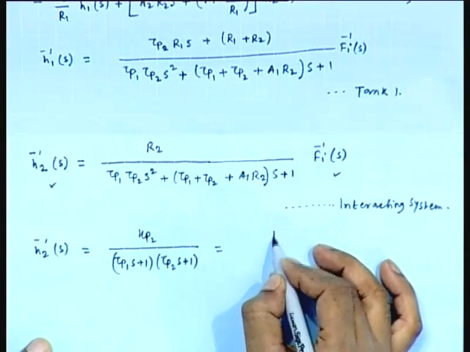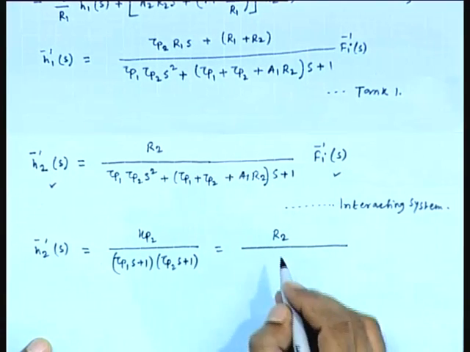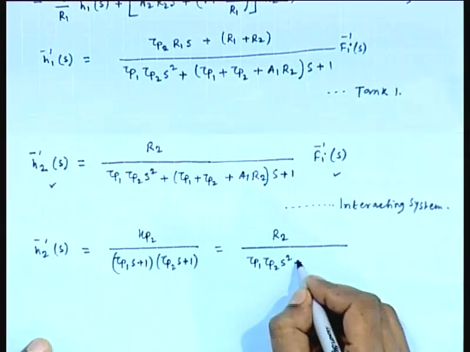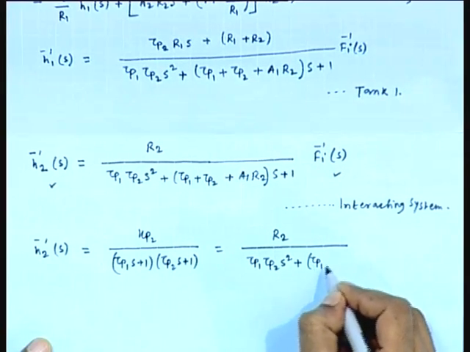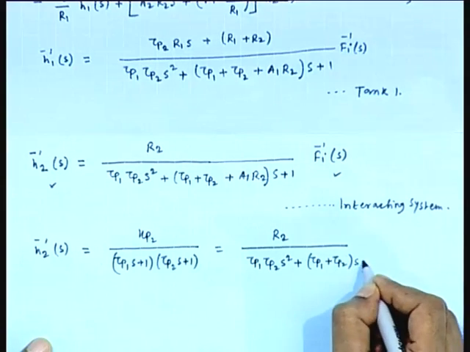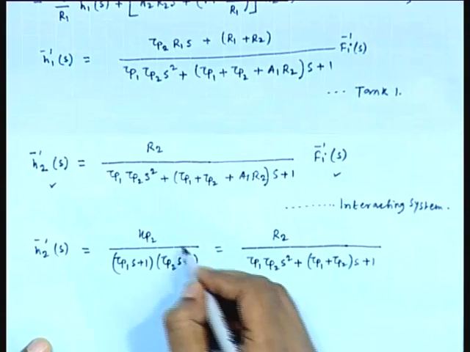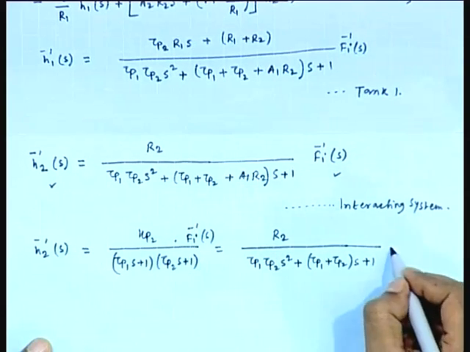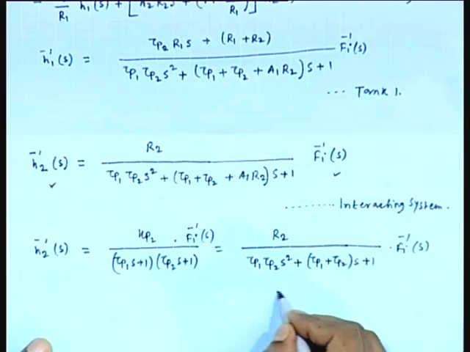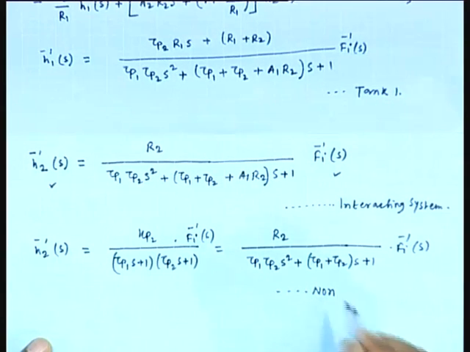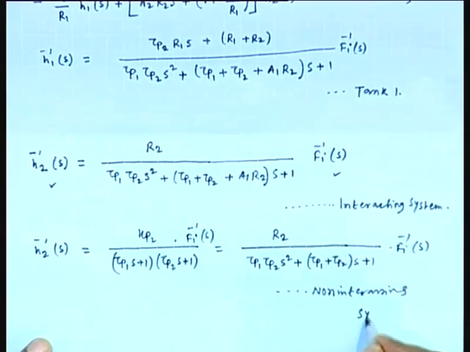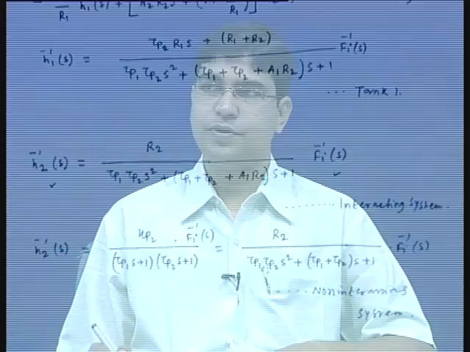So, we can write this as R2 divided by tau p1 tau p2 s square plus (tau p1 plus tau p2) s plus 1, sorry, it will be multiplied with Fi bar prime s. This is the overall transfer function for non-interacting system. Can you compare these two overall transfer functions?